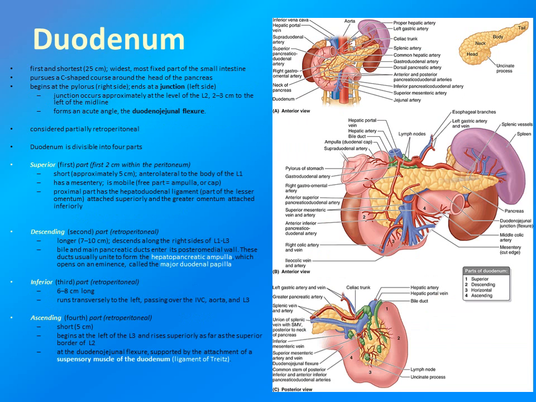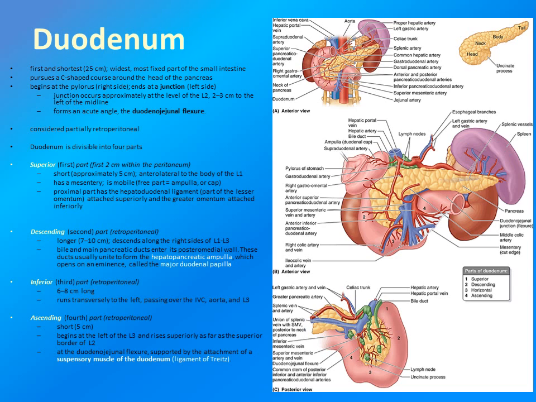The small intestine consists of three sections: the duodenum, the jejunum, and the ileum. We are going to focus on the first portion, the duodenum, and the duodenum itself also consists of four different parts. For its entire length, it is the shortest part of the small intestine, but it is the widest and is the most fixed part of the small intestine.